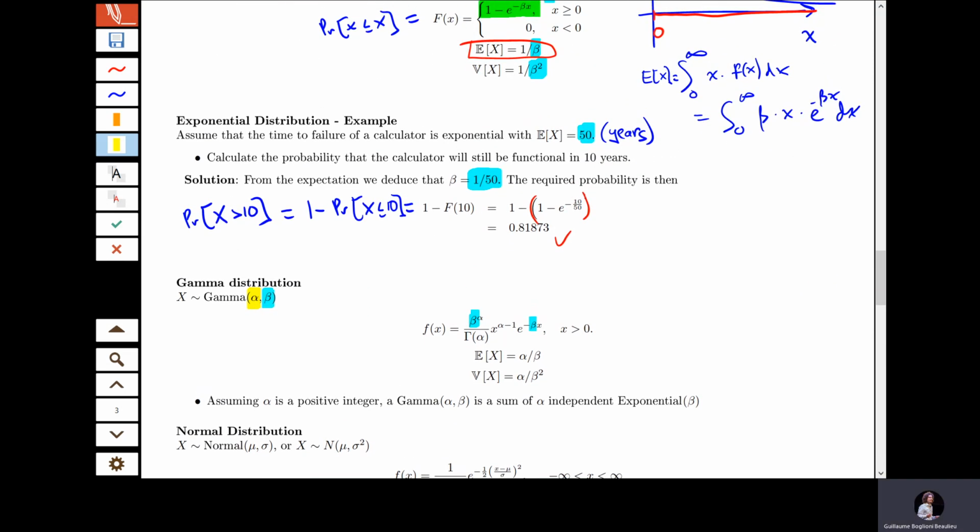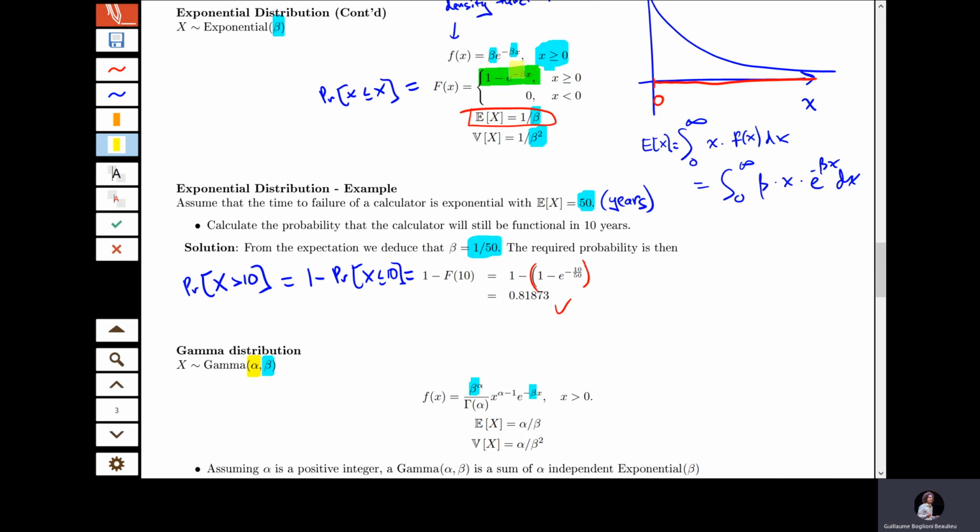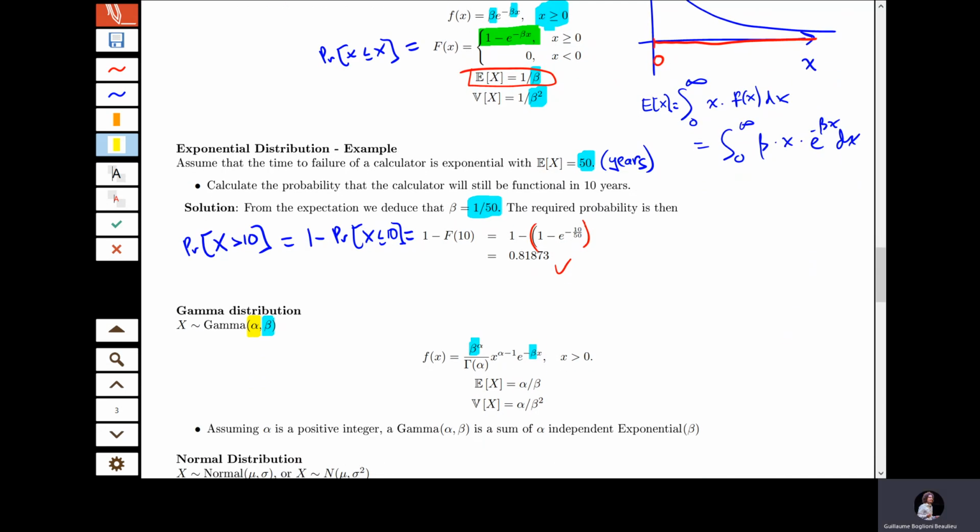Well, actually, you could say that the exponential is a special case of the gamma, because if you compare those two expressions, you realize quickly that if alpha, this other parameter, is 1, what do you get? You just have beta here. Here, x to the power 0 is just 1.